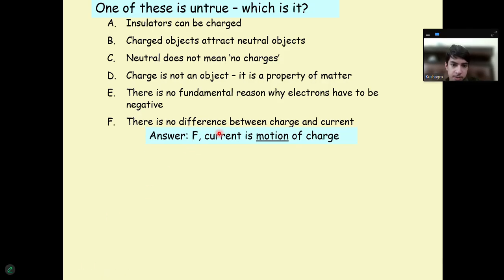So the answer is F. The current is the motion of a charge. The false statement is that there is no difference between charge and current, because current is the motion of charge.